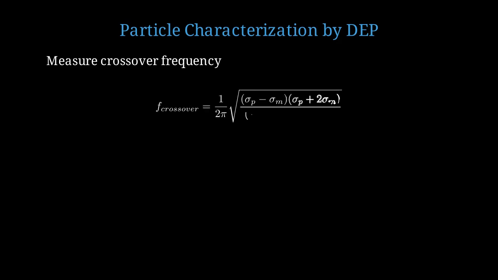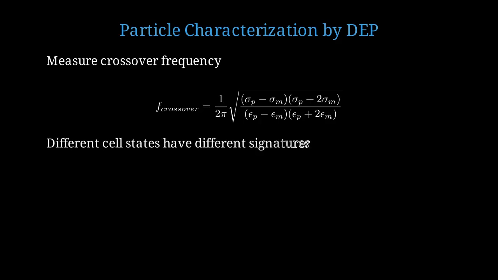Beyond just manipulating particles, DEP can be used as an analytical technique to characterize particle properties. By measuring the crossover frequency where particles switch from positive to negative DEP, we can determine their electrical properties. The crossover frequency depends on both the conductivity sigma and permittivity epsilon of the particle and medium. This complex equation relates the crossover frequency to material properties. Different cell states have different DEP signatures. Apoptotic cells differ from healthy cells. Activated immune cells differ from resting cells.